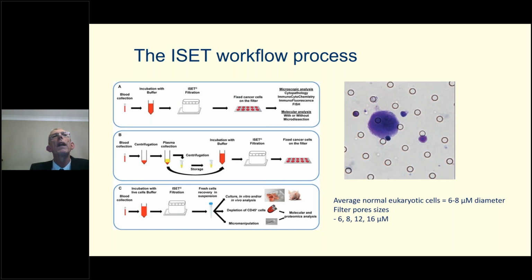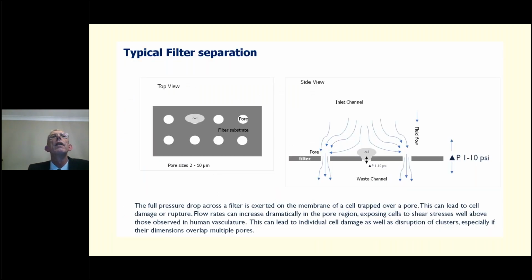So we can use whole blood and conduct a filtration. We can separate out components of the blood and conduct a filtration. Or we can conduct a filtration and then downstream process that by perhaps magnetic methods and further depletion methods, for example antibodies bound to CD45, to further refine our separation techniques.